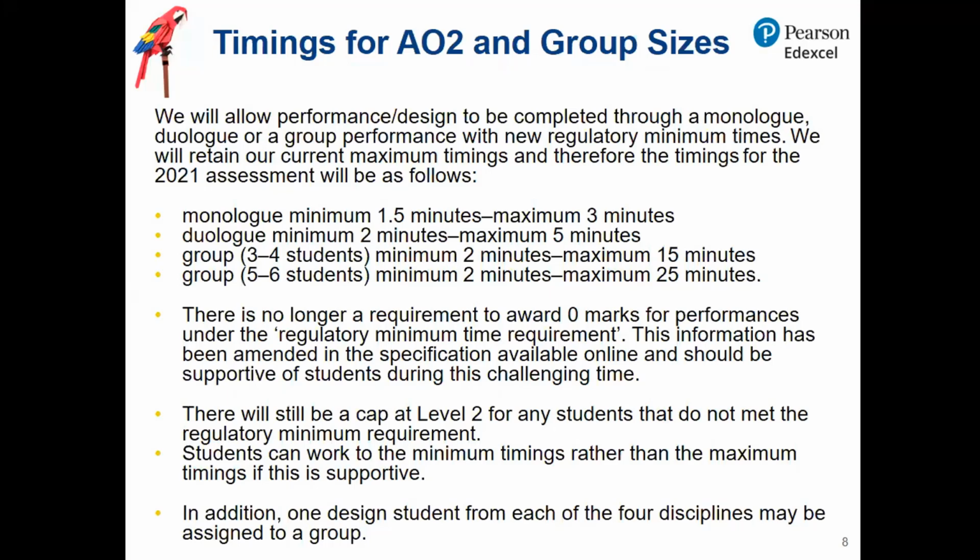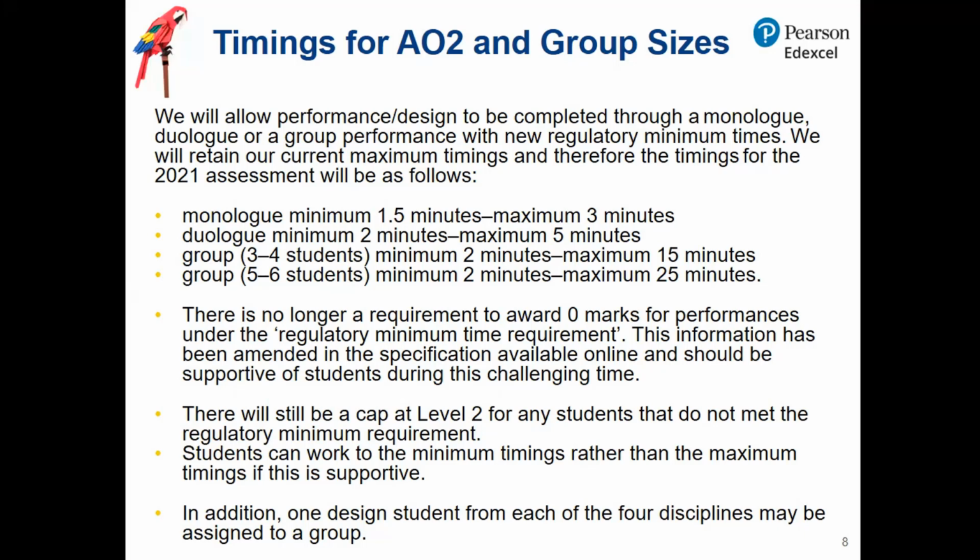Timings for AO2 and group sizes. We will allow performance or design to be completed through a monologue, duologue, or a group performance with new regulatory minimum times. We will retain our current maximum timings, and therefore the timings for the 2021 assessment will be as follows. For a monologue, the minimum timing is 1.5 minutes and the maximum 3 minutes. For a duologue, the minimum timing is 2 minutes and the maximum 5 minutes.